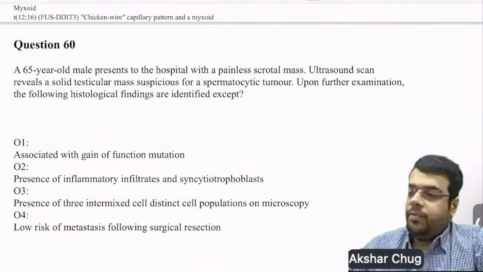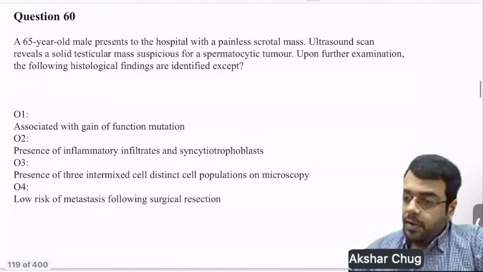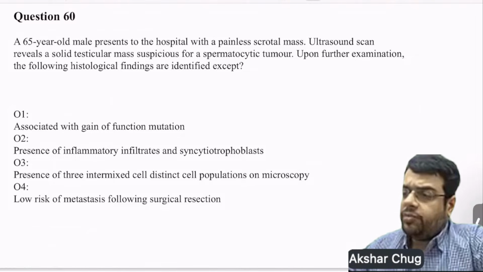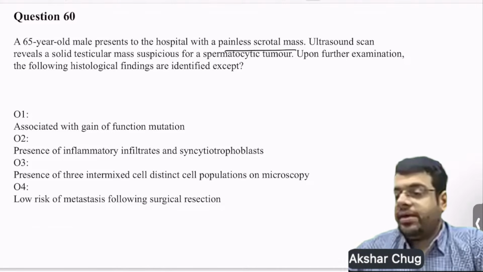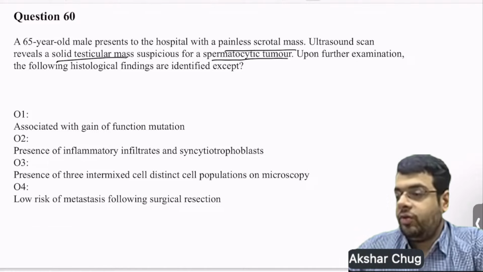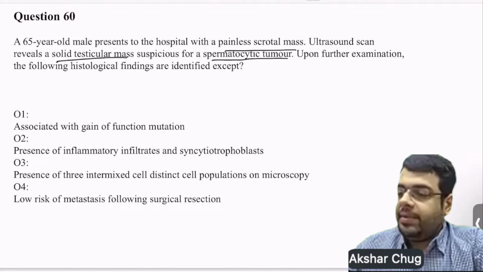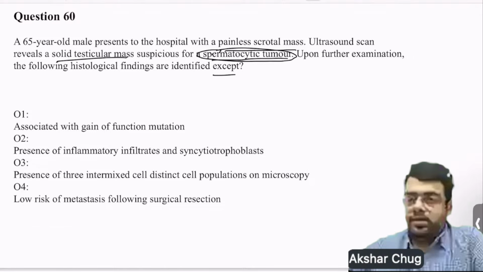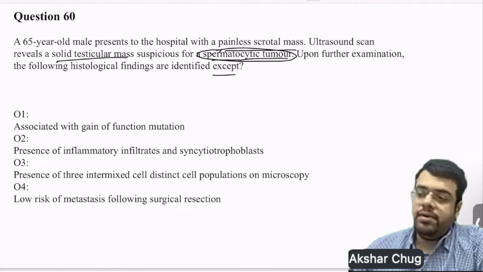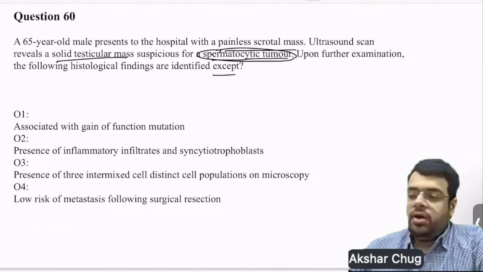Right, moving on to the next question. A 65-year-old male presents to the hospital with a painless scrotal mass. Ultrasound scan shows a solid testicular mass suspicious for a spermatocytic tumor. Upon further examination, the following histological features are identified except. So again, this kind of tumor is new for me. I haven't heard of spermatocytic tumor. So let's see how we will approach this question.